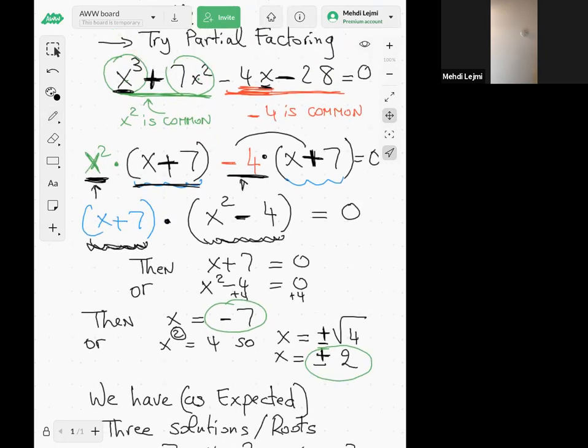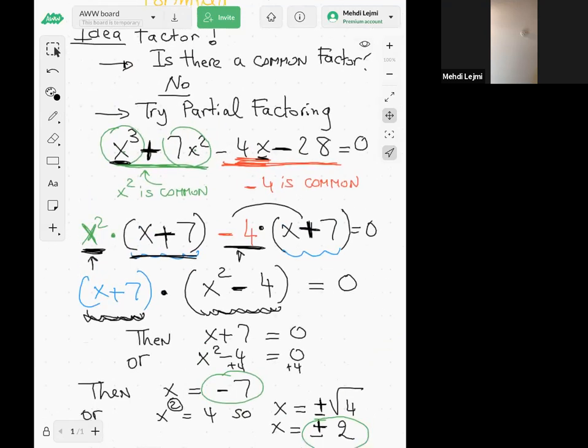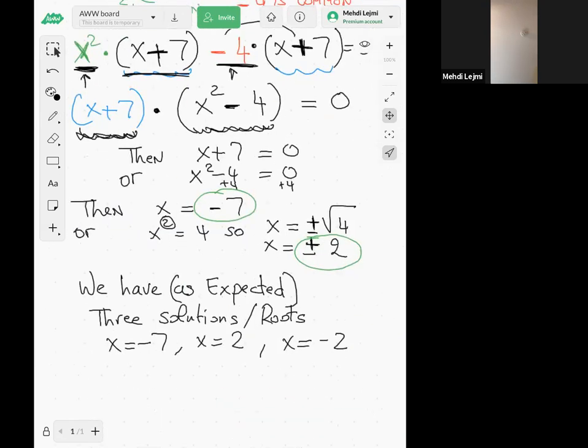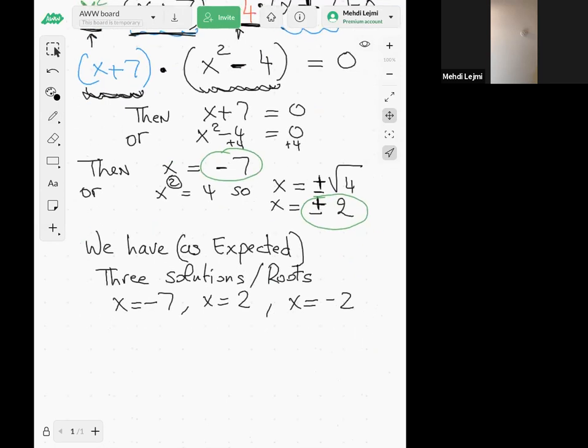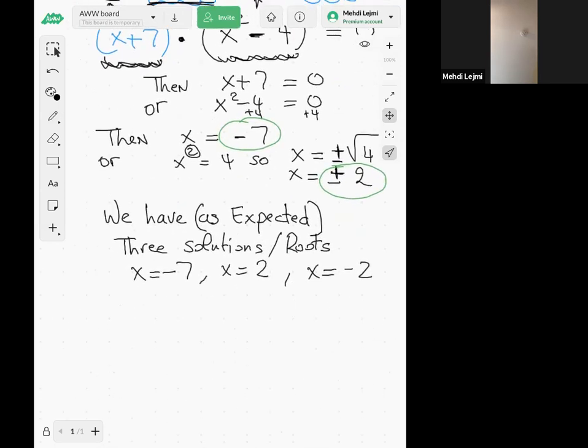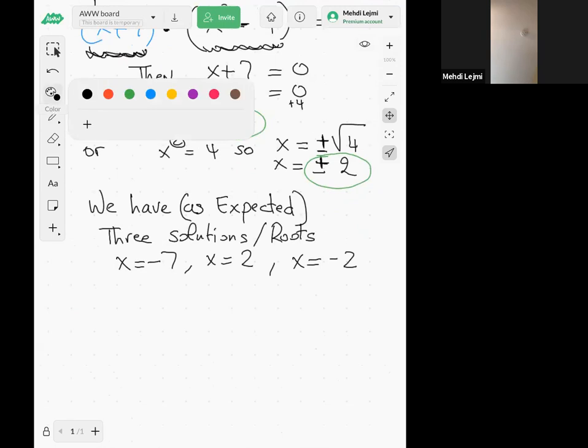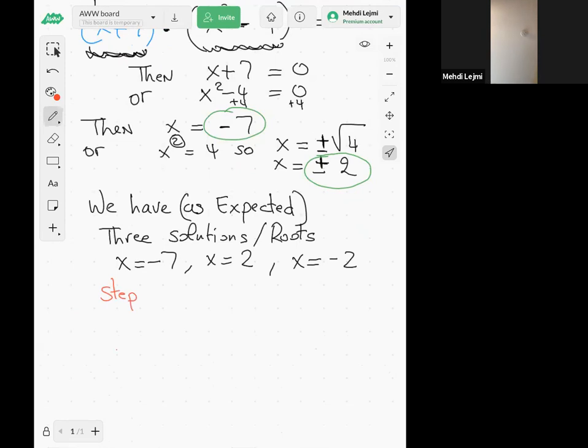Now we have to find the multiplicities, right? I have to find the multiplicities of -7, +2, and -2, right? So second step, step 2, the multiplicities. Oh wow, I have only 2 minutes left. Wow, the time really goes really fast. Anyway, it's fine. We're gonna continue next time, but let me just explain the multiplicities here.